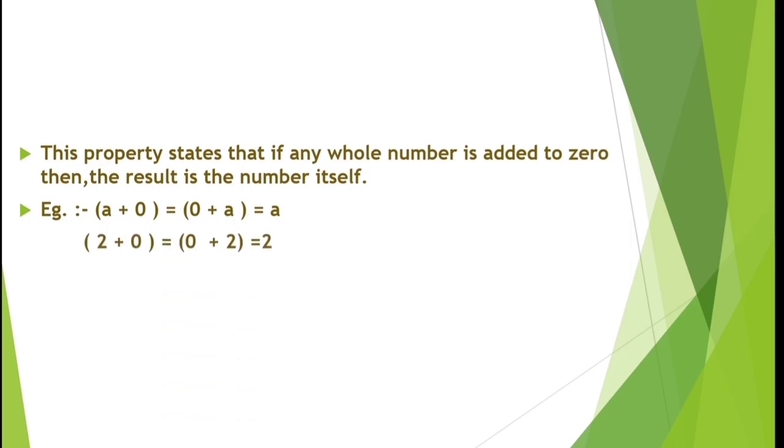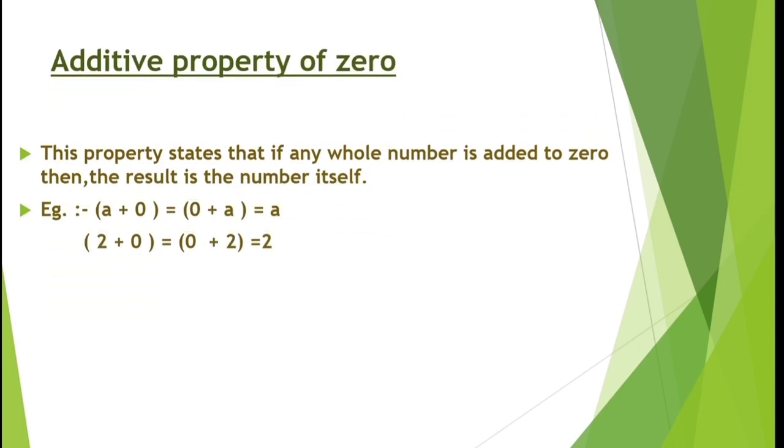So either you change the order or when you add the same number, the result is always the number itself. For example, let A be 2, that is a whole number. So when you add 2 to 0 or you add 0 to 2, the answer is 2. So here I hope your additive property of 0 is clarified.